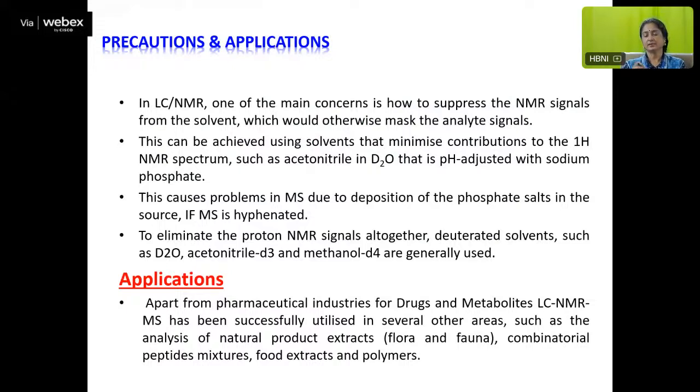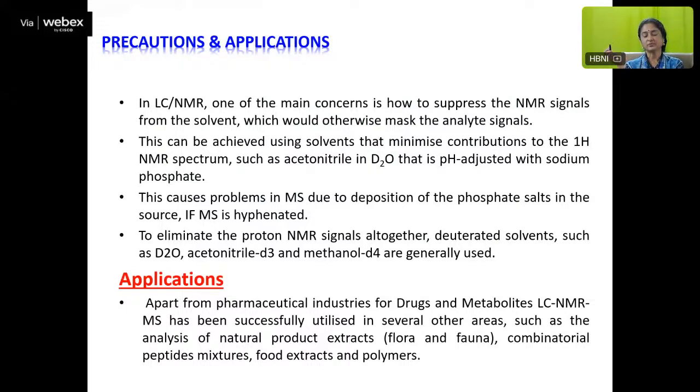So if you are doing proton NMR and your analyte is active for that, then normally in NMR you take a deuterated solvent. In case of LC-NMR, you need to take the deuterated solvent as the mobile phase, so as to avoid interference from your mobile phase or from your solvent.